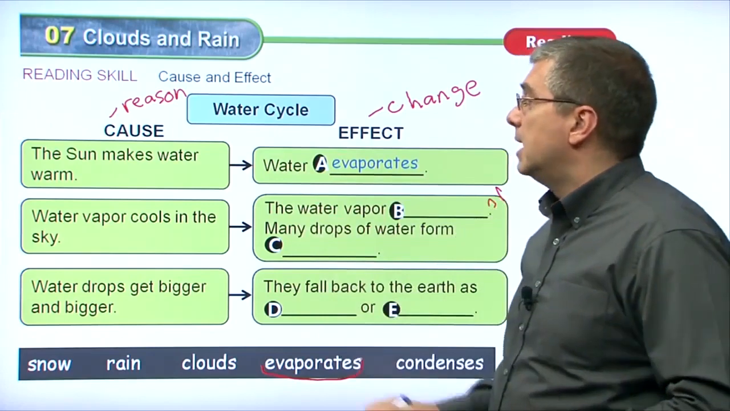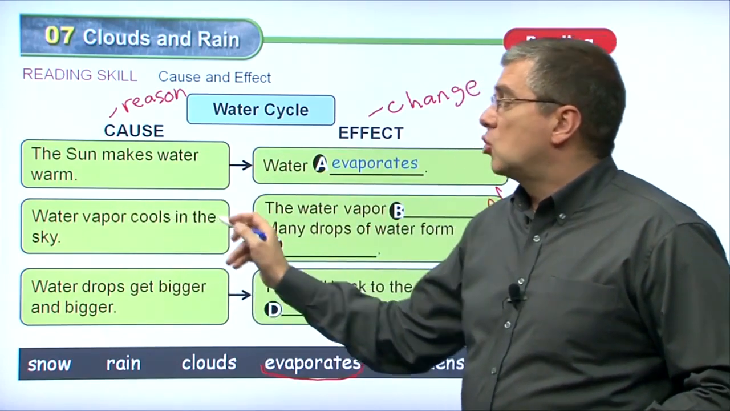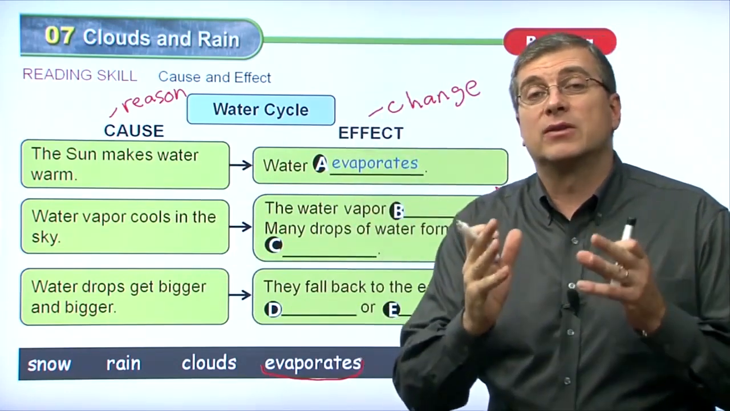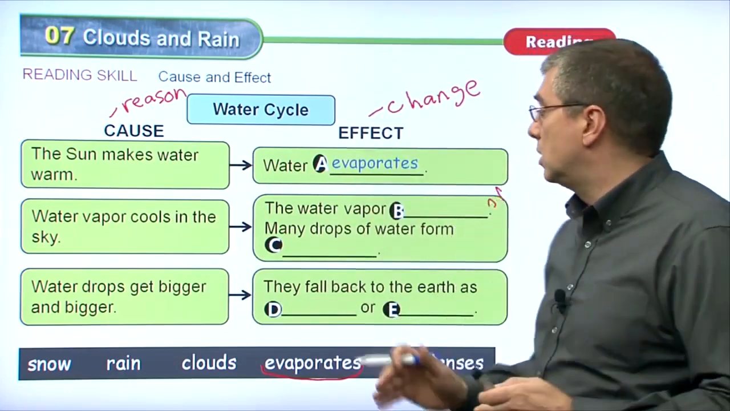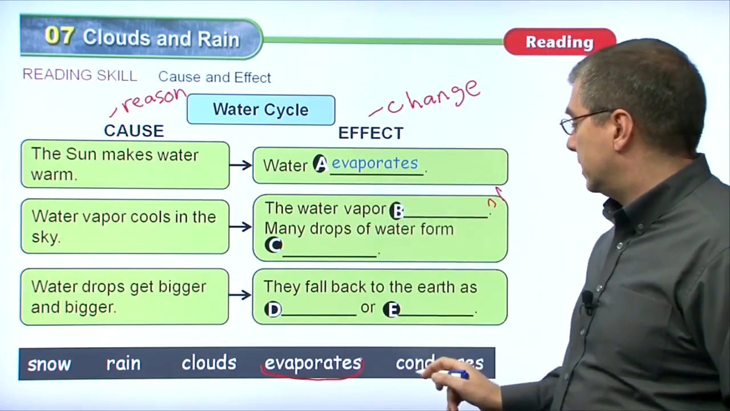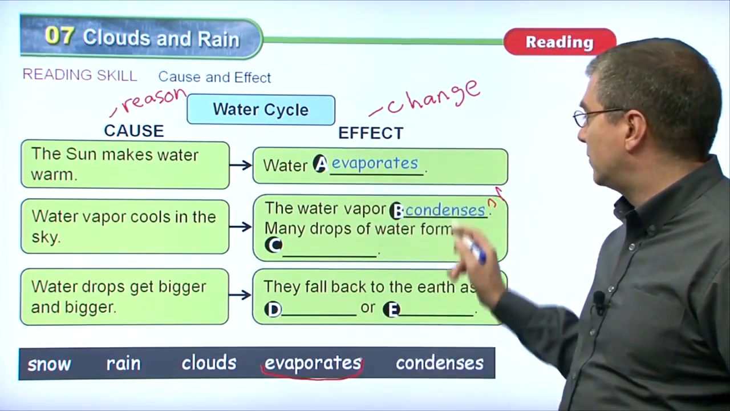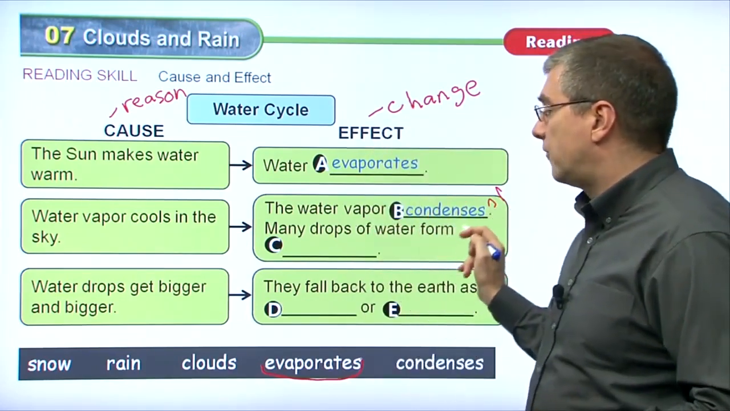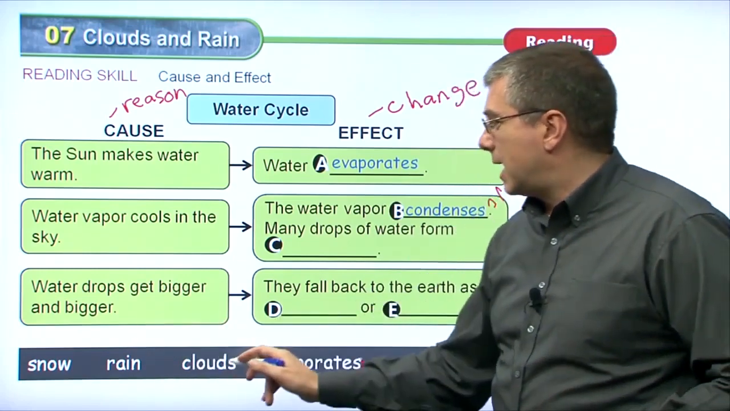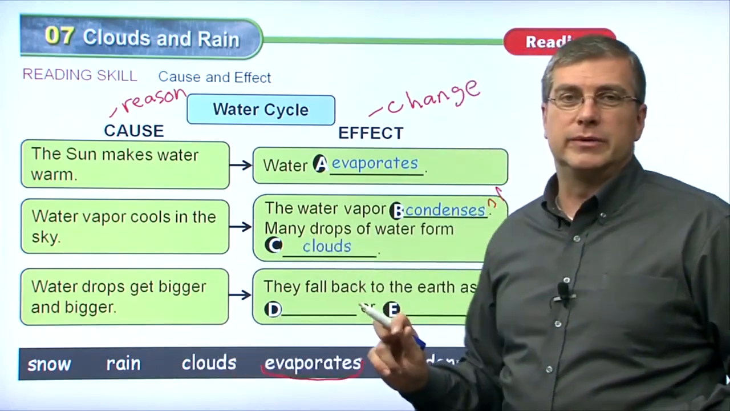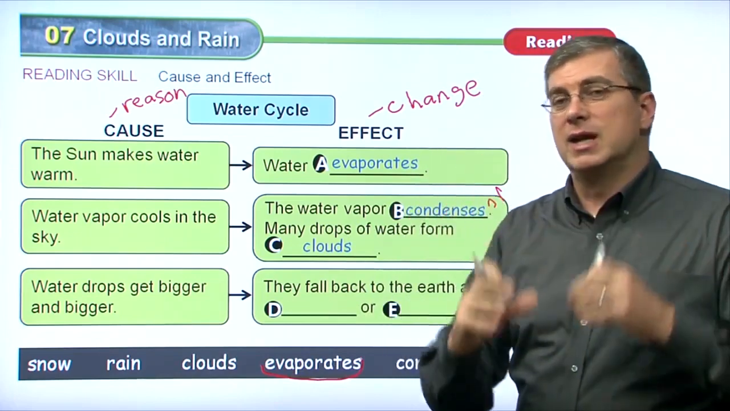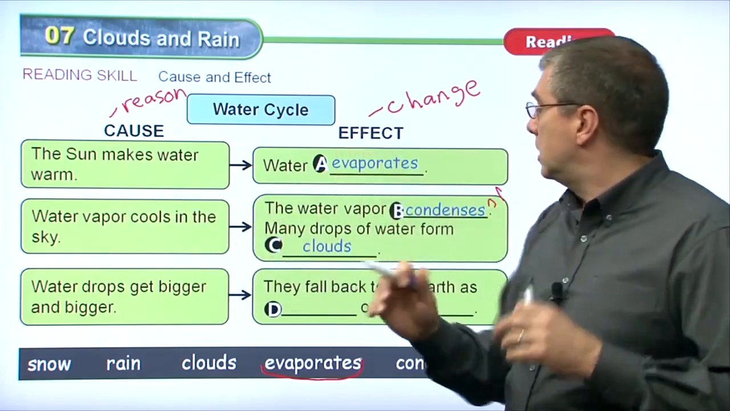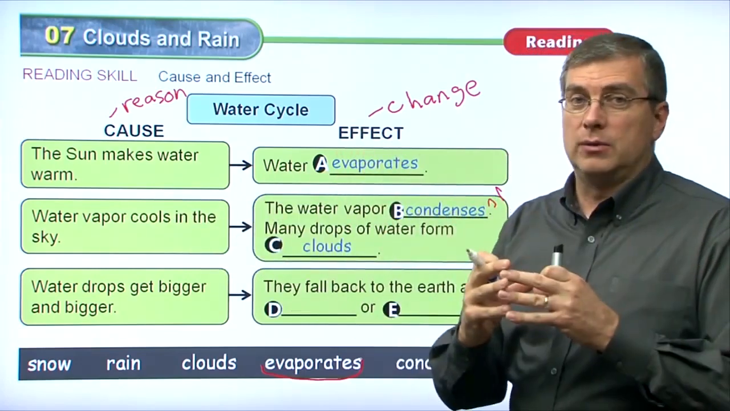That's the change. The next cause, water vapor cools in the sky, right? So the water goes up in the sky, it becomes cool. That's the reason. Because it becomes cool, the water vapor does what? We're looking for another verb. Our only other verb left is condenses. Water vapor condenses. Many drops of water form what? Snow, rain, or clouds? Well, first they form clouds. So the first thing is that they form clouds. These are the changes. This is the reason. Because it gets cool, they condense and form clouds.